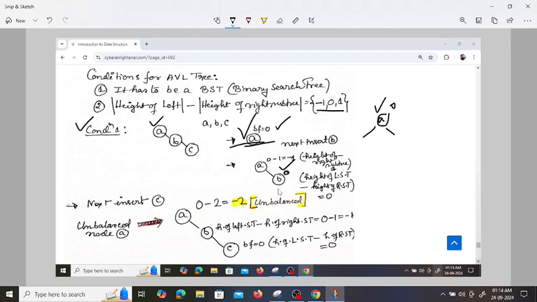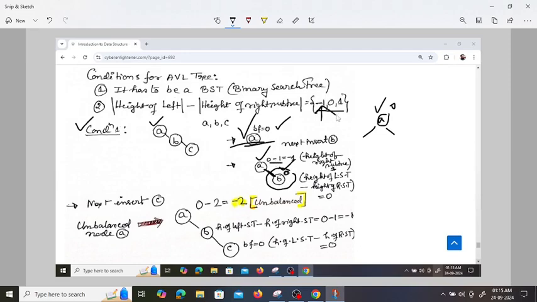When you insert B, B has a balance factor of 0 because it doesn't have any left subtree or right subtree. But for A, there is no left subtree, but there is one right subtree, with height 1. That means 0 minus 1 equals minus 1. Minus 1 is fine because minus 1 is included. That means node A is still balanced, and node B is obviously balanced because it has balance factor 0. Node A's balance factor is minus 1, but still it is balanced.